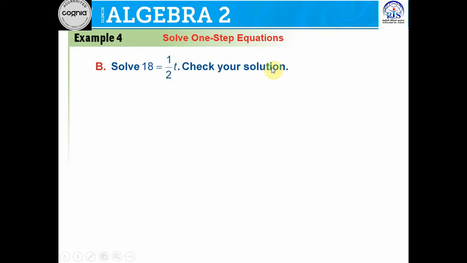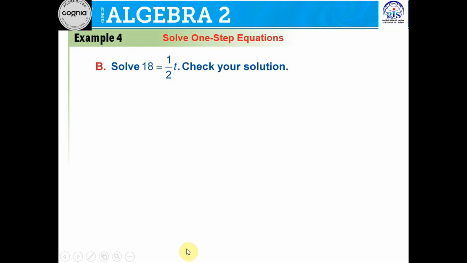Equal half t. Here I have the variable t multiplied by a fraction. To get rid of a fraction, boys, always multiply by its reciprocal. Reciprocal means you have to make the fraction upside down. 1 over 2 becomes 2 over 1. Therefore, I multiply 18 by 2 over 1. 2 over 1 means 2. I multiply 18 by 2 and half t also by 2.